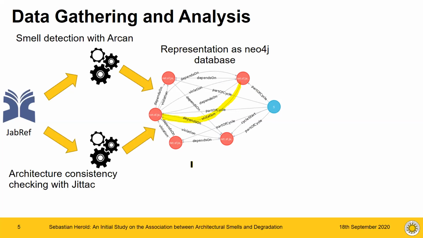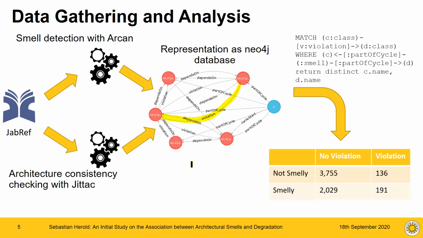This graph was queried to fill in contingency tables, saying how many dependencies are in the system, how many dependencies are violations and contributing to smells at the same time, or are just violations not contributing to smells, and so on and so forth. If you know Neo4j, you know that you can use the built-in query language Cypher, and you will notice that the text here is a Cypher query asking for all dependencies that are violations and which are at the same time part of a cyclic dependency.